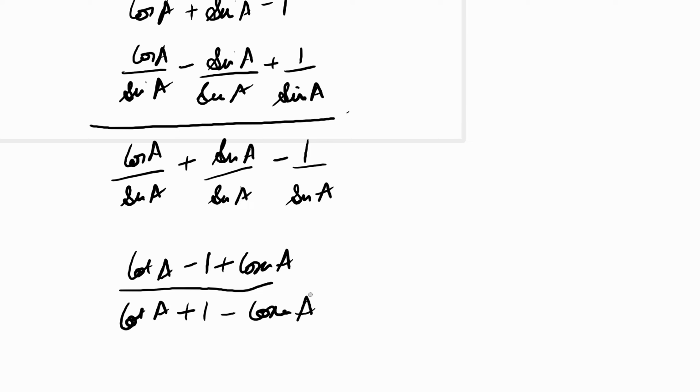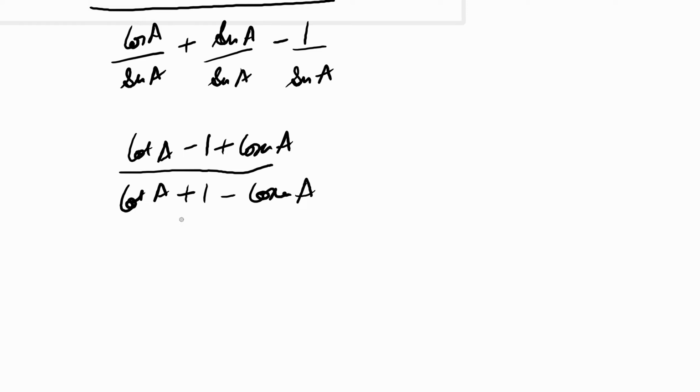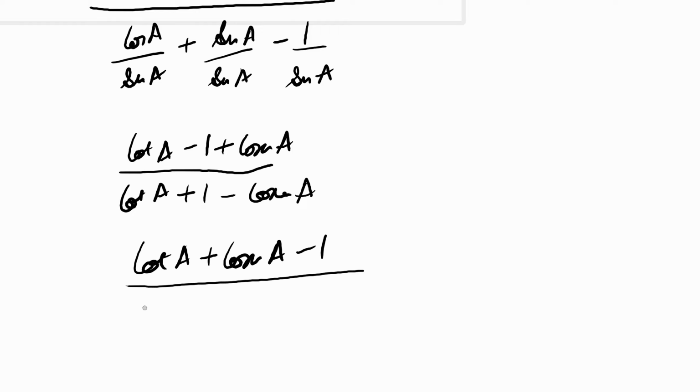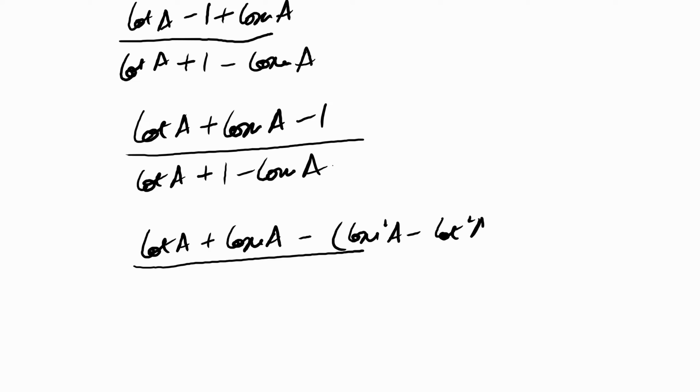Okay. Now what will we do? Instead of 1 in the numerator, we will write cot A plus cosec A minus 1 upon cot A plus 1 minus cosec A. So instead of 1 I will write cosec square A minus cot square A. So it will be cot A plus cosec A minus cosec square A minus cot square A, upon cot A plus 1 minus cosec A.